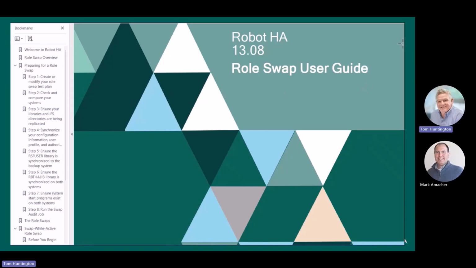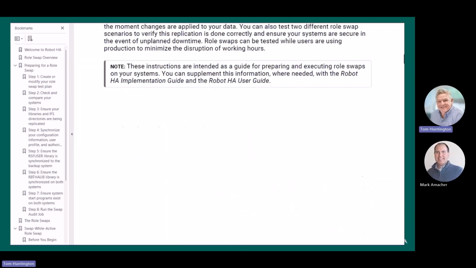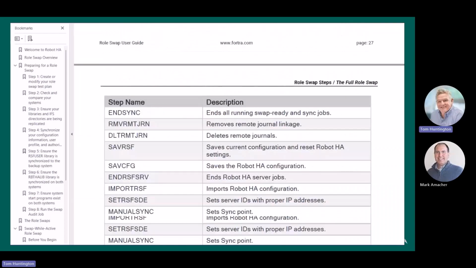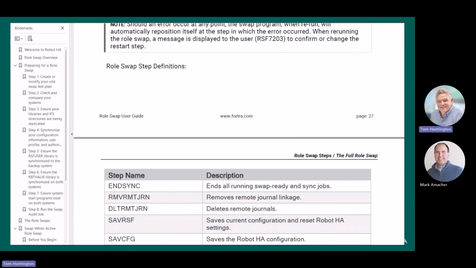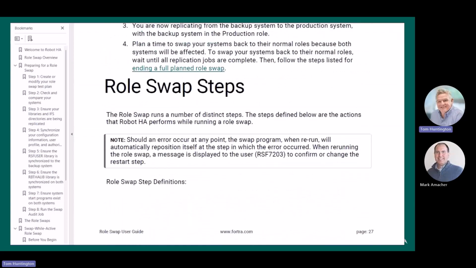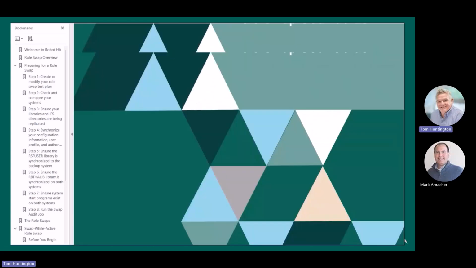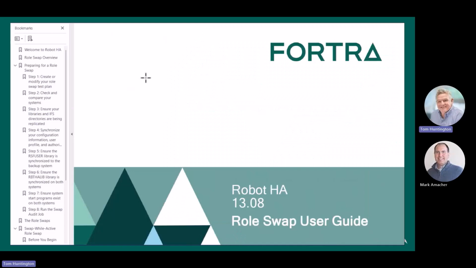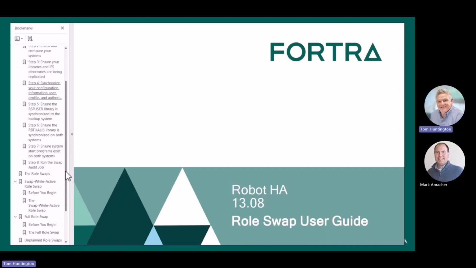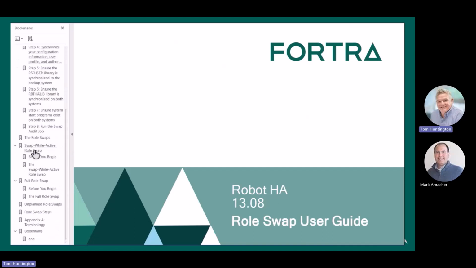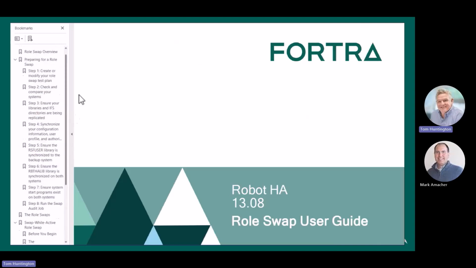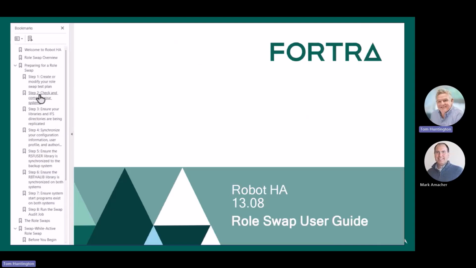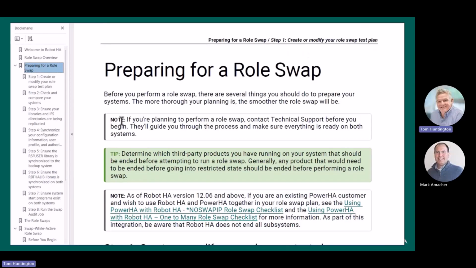Well, first of all, we have this user guide, and I recommend you read it from cover to cover. As we scroll through here, you'll see it's a total of 29 pages, but a bunch of them are indexes and such, so really a pretty simple read. And then depending upon what type of role swap you're going to do, you have two choices. You have a swap while active role swap, or you have the full role swap. Before either one of them, we do need to verify some things up front. So let's go to preparing for a role swap.